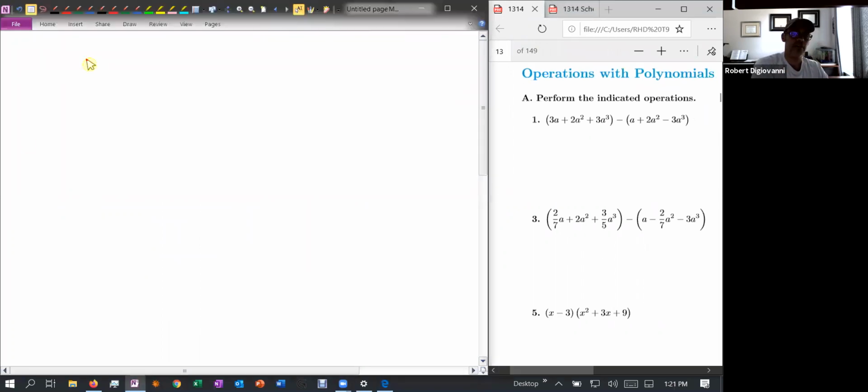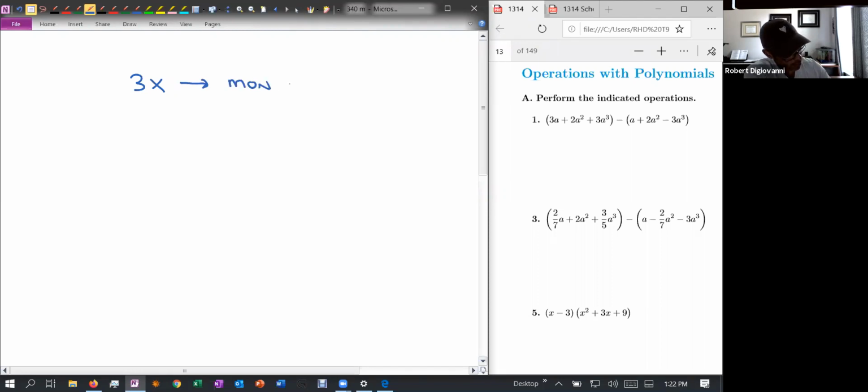Before I can begin this section, which is called operations with polynomials, we need to understand what a polynomial is. So if I write 3x, that is what we call a monomial. Mono meaning one. What makes up a monomial is a number and then a letter, and you could have that letter to a power, so that's also a monomial.